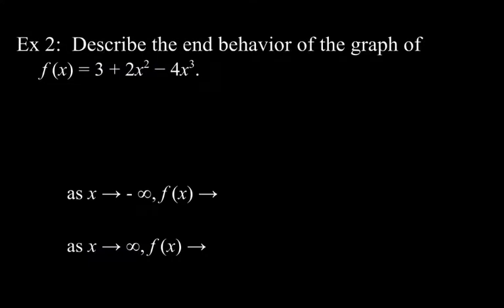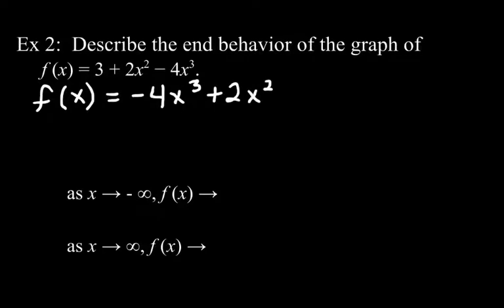Let's do some examples. Now I think these are mostly the examples we did earlier, so I am once again going to start out by rearranging these and putting them in standard form so it's easier for us to think about this. Negative 4x cubed plus 2x squared plus 3.